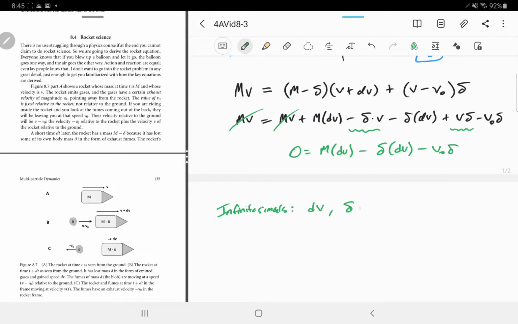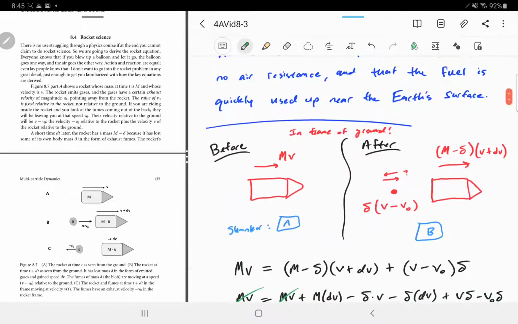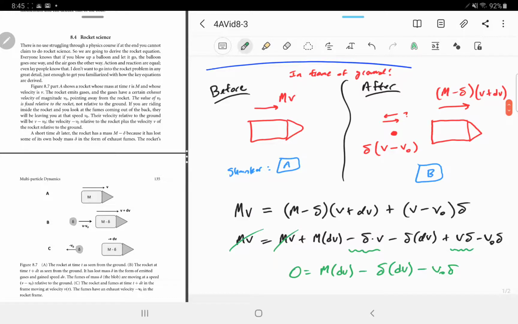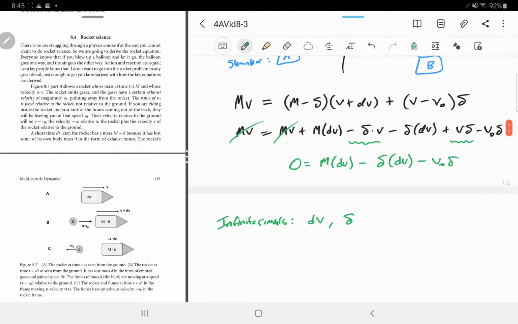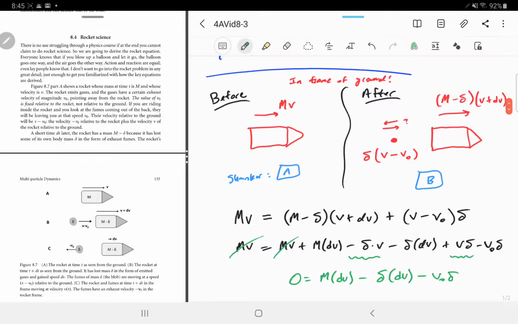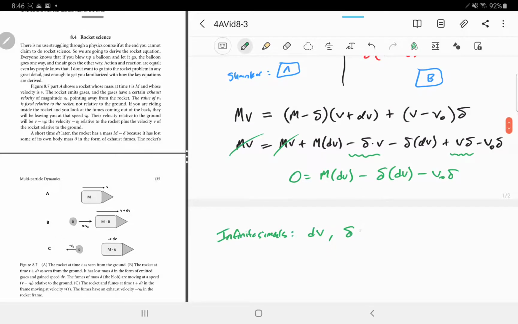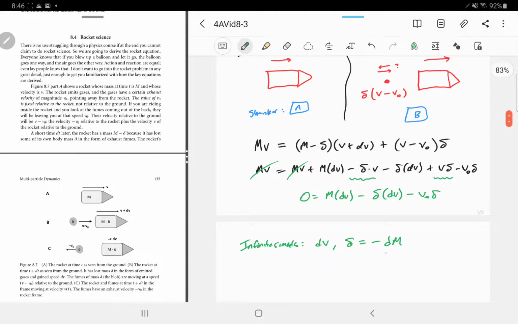So delta is defined to be a positive quantity. The way we set it up, we use delta as some amount of mass. But in terms of the mass of the rocket, it is decreasing. So dm, where m is the mass of the rocket, dm is negative and delta is positive. So actually, delta is minus dm. The mass of the rocket decreases, so dm is negative, and then with a minus sign, that's the positive amount of mass that was ejected, delta.